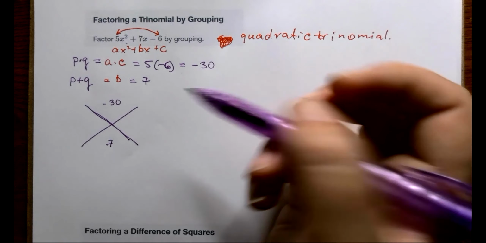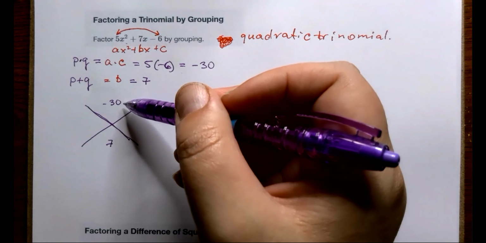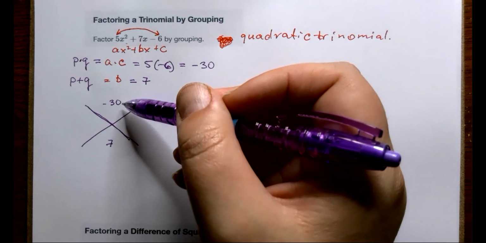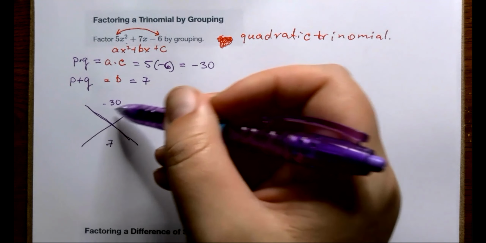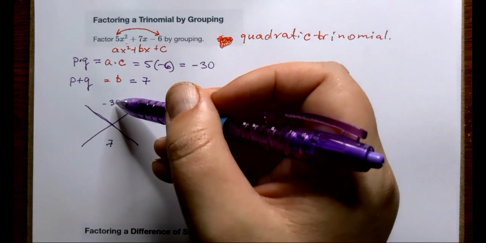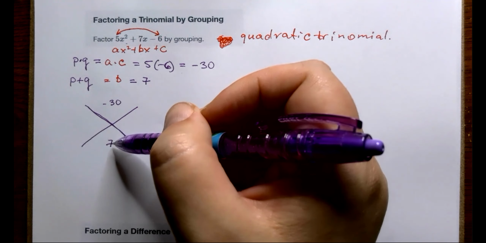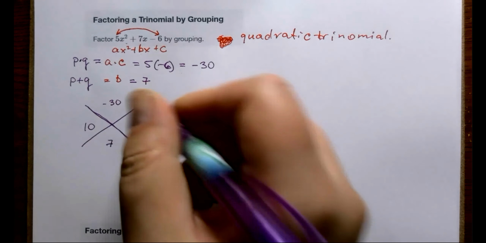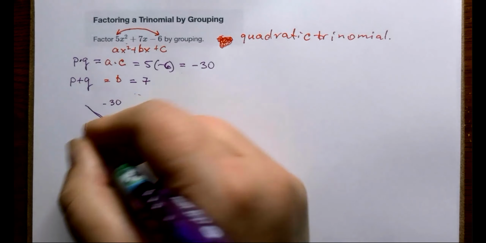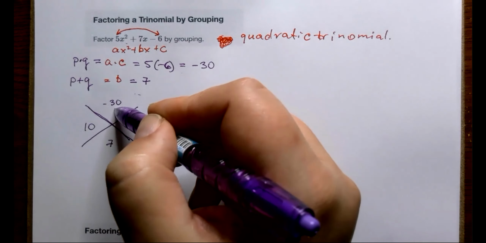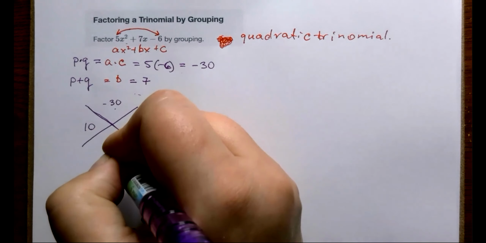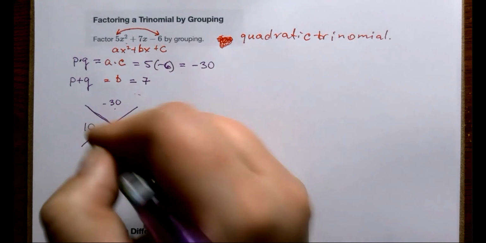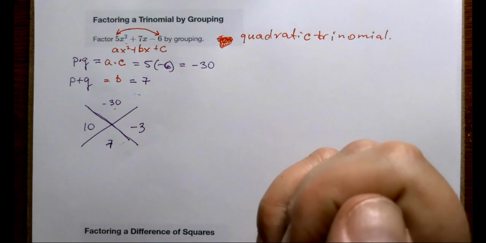Well, if you look at it long enough, you'll realize that 10 and 3 are the other ways to get 30. But to get -30, one of them has to be negative, right? And if 10 is negative and 3 is positive, that will give us -30, but it will give us -7, not a +7. Only +10 and -3 will give us what we need. We need -30 when we multiply them and +7 when we add them. And here we go. We got those numbers.